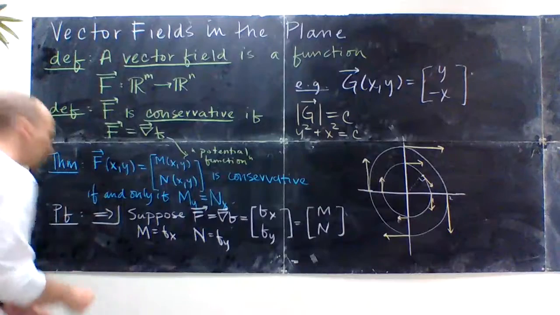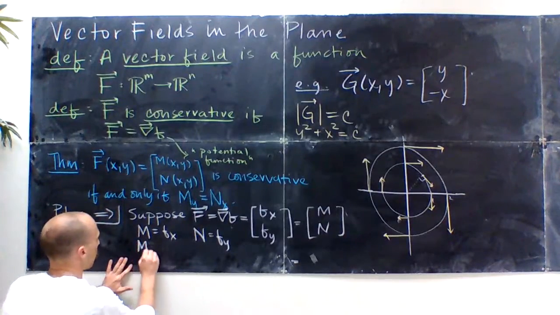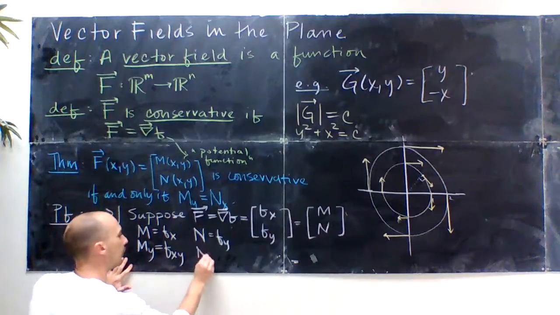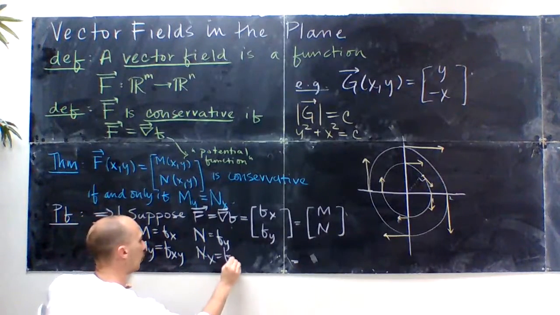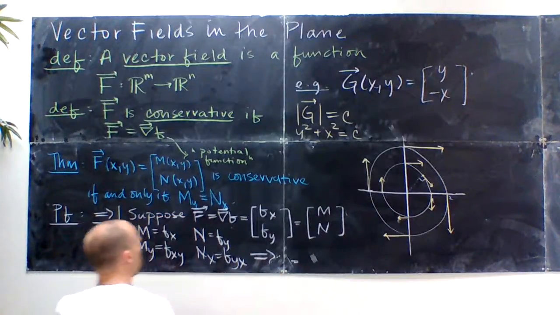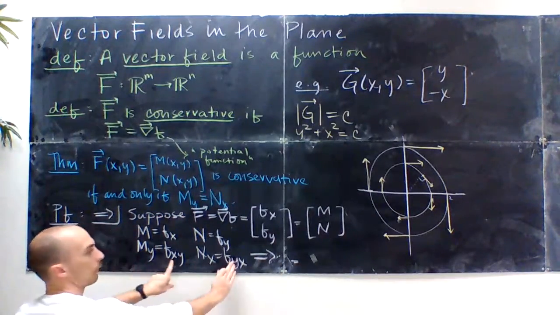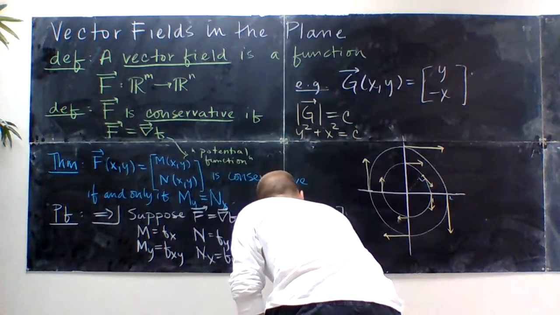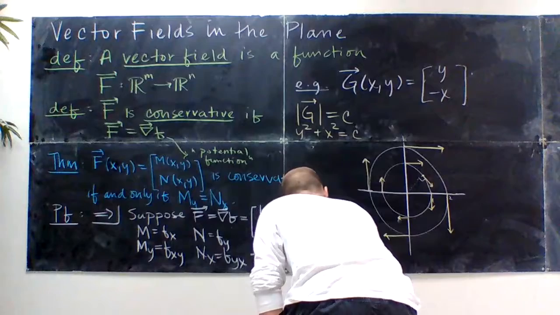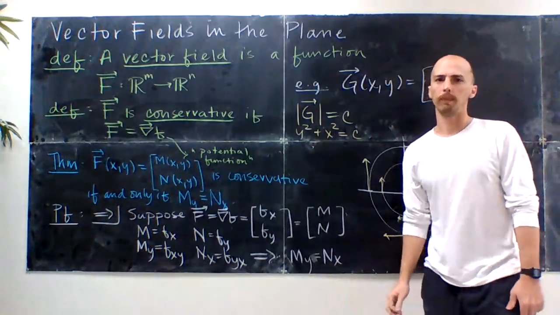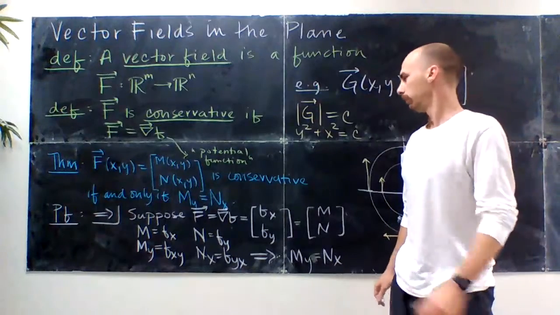And so I'll write that. M_y equals f_xy, and N_x is equal to f_yx. Therefore, M_y is equal to N_x by the equality of mixed partials. Okay. So that's the proof of the forward implication. Converse, maybe later.